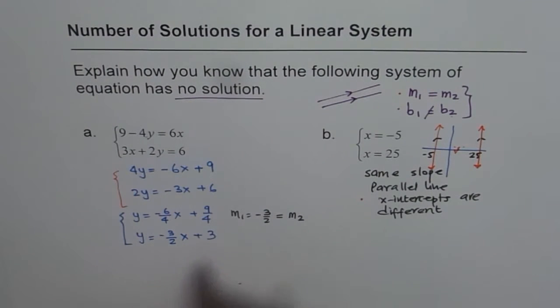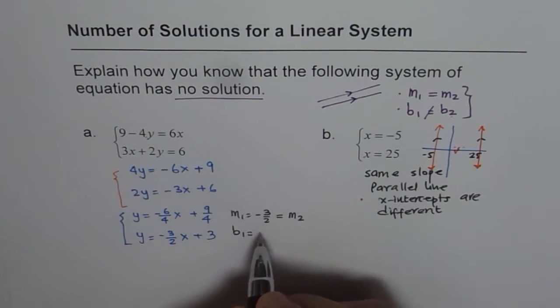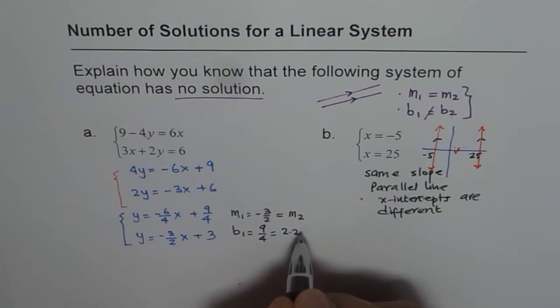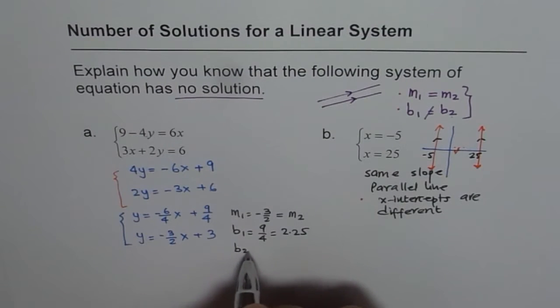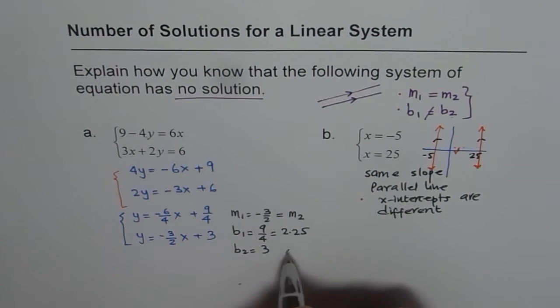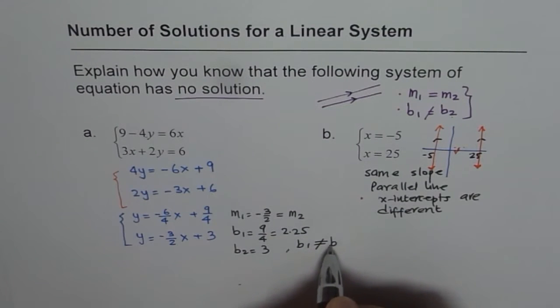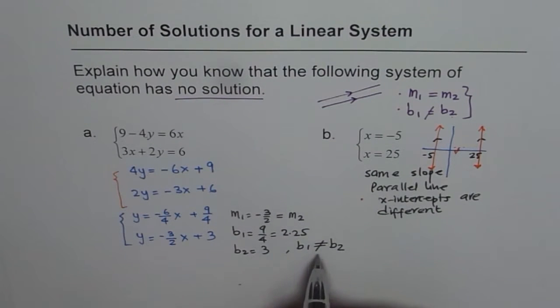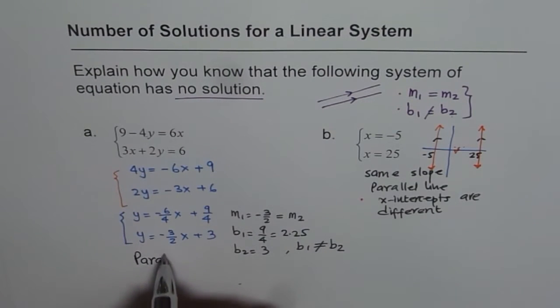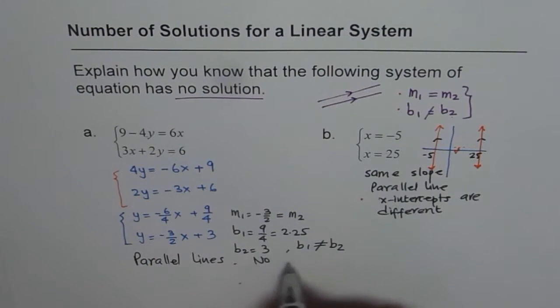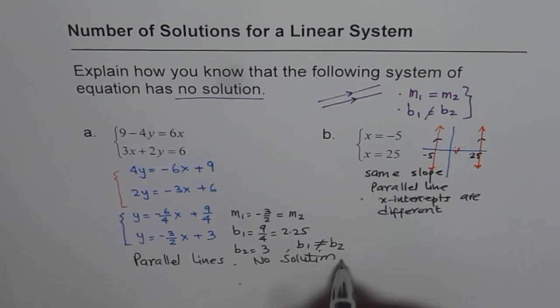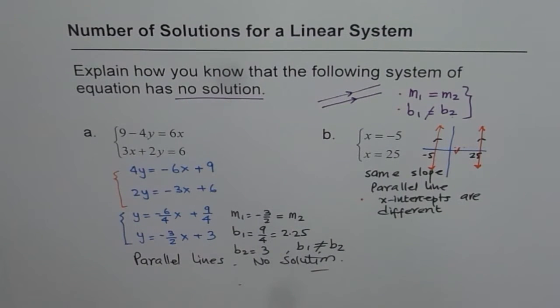As far as the y-intercepts are concerned, b1 is 9 over 4, which is 2.25, and b2 is 3. They are not the same, right? Since b1 is not equal to b2, and since m1 and m2 are equal, we are talking about parallel lines. So no solution, correct? That is one way of doing it.